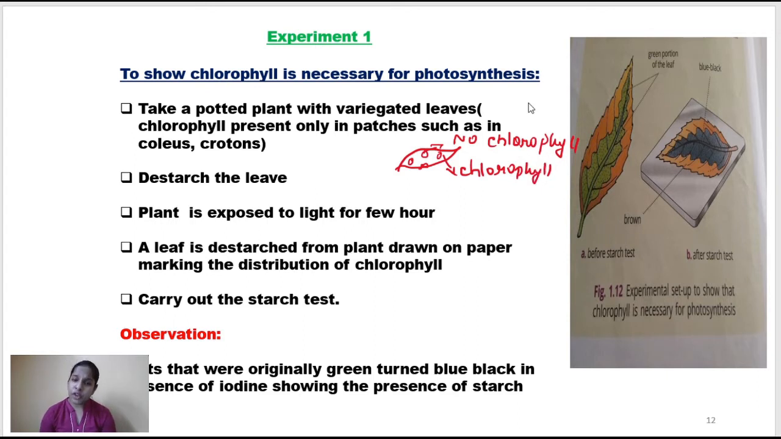So the example of such a leaf is Croton. This is a common question: give an example of variegated leaves. Please remember the answer, that is Croton. Then we have taken a variegated leaf, which was Croton.